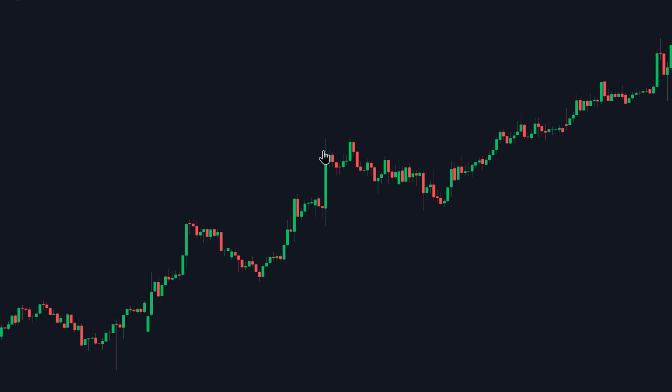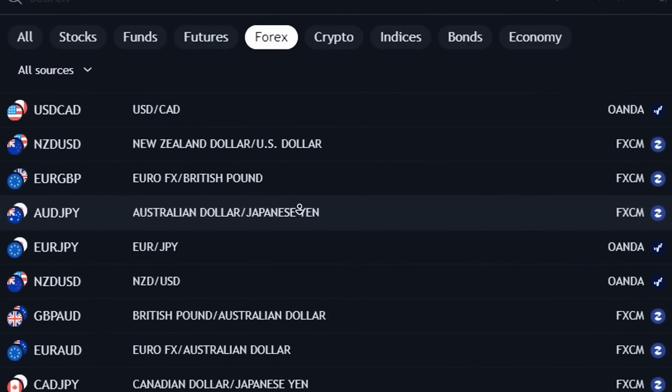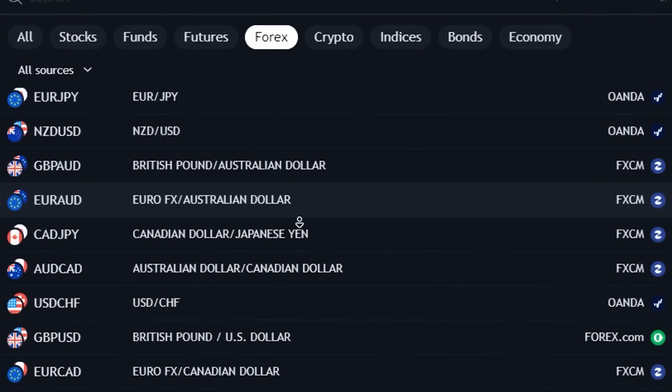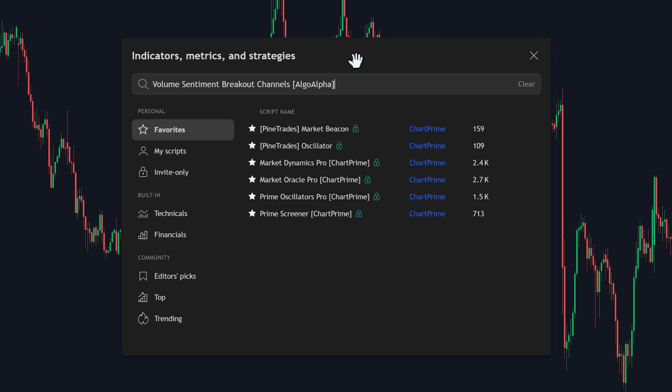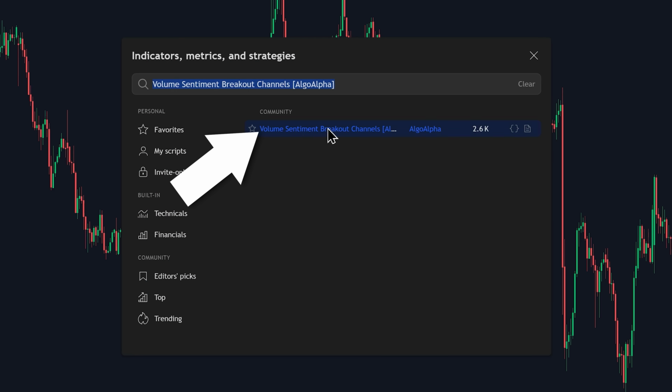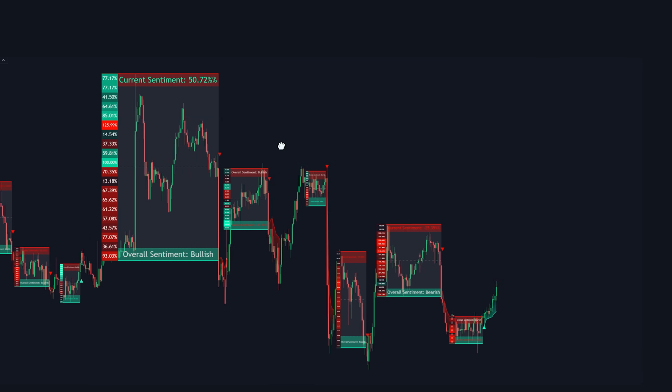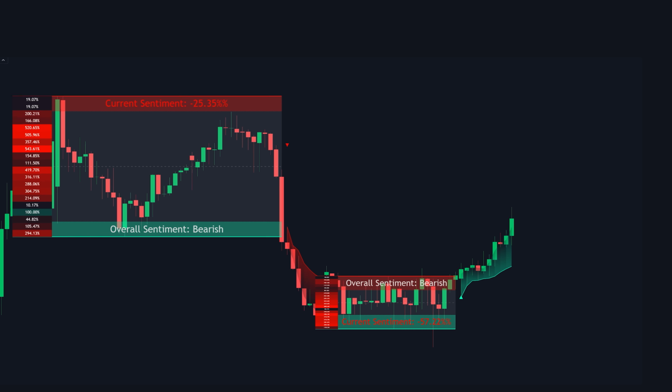Open any market and time frame you like. I'll use a clean chart on a popular pair so you can see everything clearly, and then add the indicator. In the indicators window, search for Volume Sentiment Breakout Channels Algo Alpha and load it onto your chart. It's open source, so you can read the code if you're curious how it works under the hood.